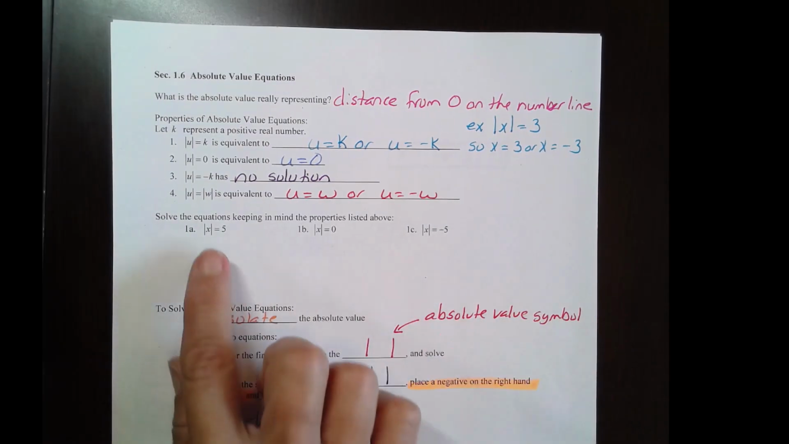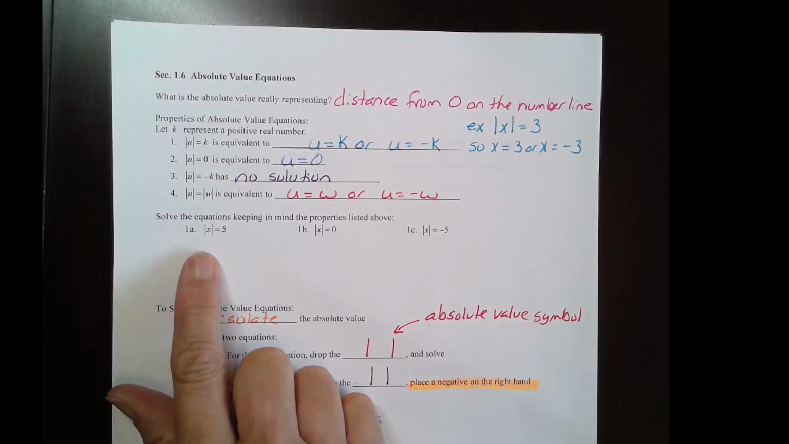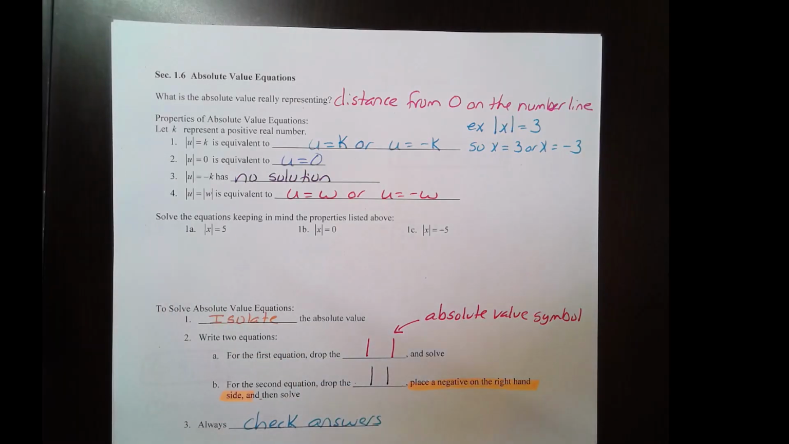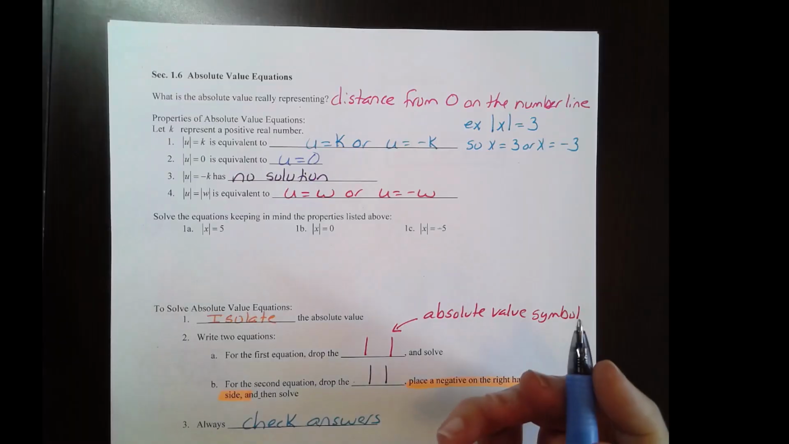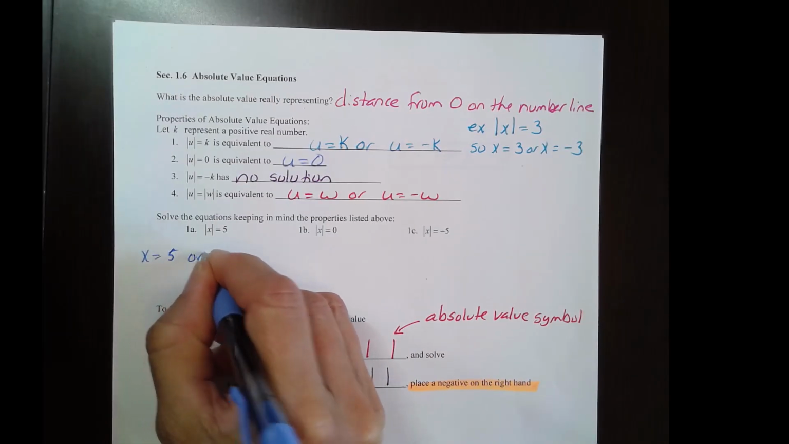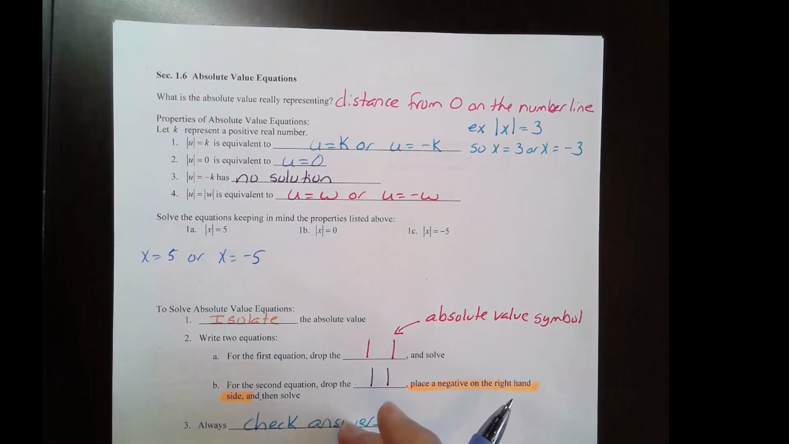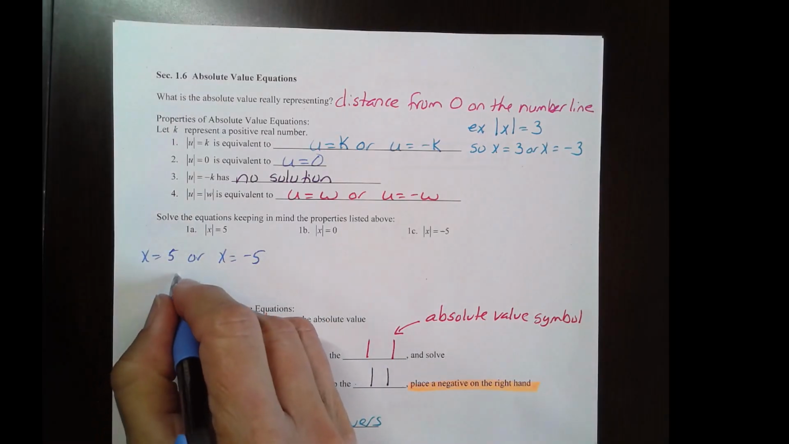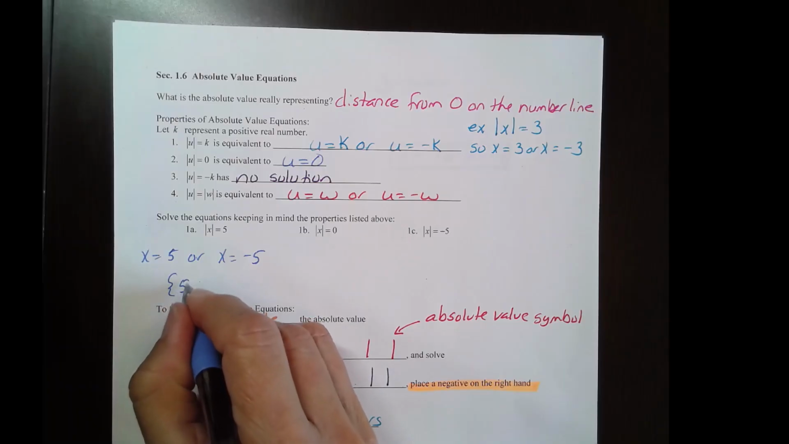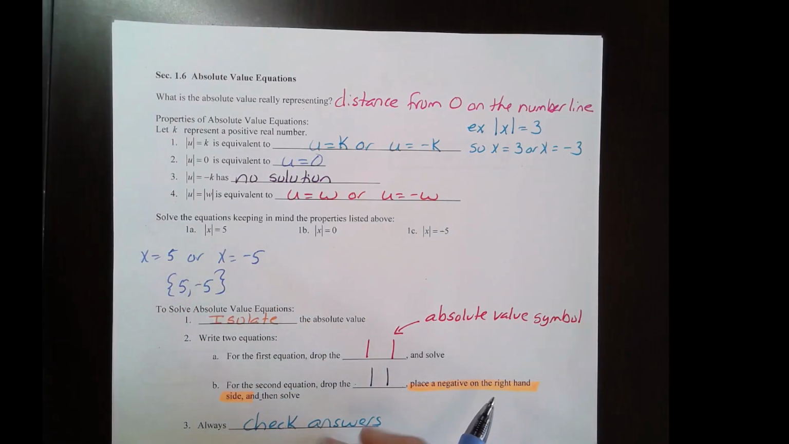So for example, solve the equations keeping in mind the properties listed above. 1a, the absolute value of x equals 5. That would fall under the first property, that x would equal positive 5 or x would equal negative 5. And those are your two answers. If you put them in set form, it would be the set of 5 comma negative 5. That's another way to write it.